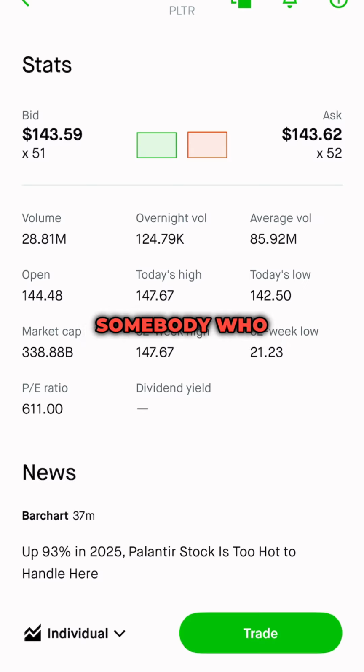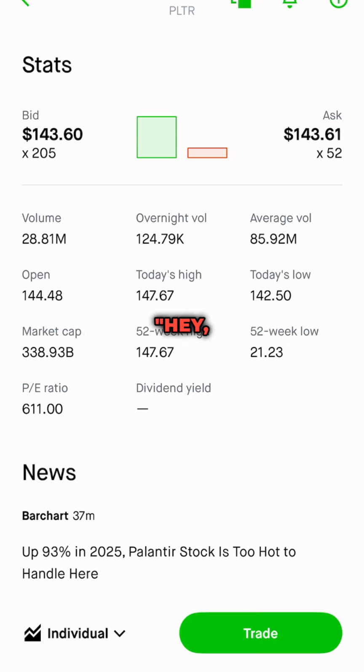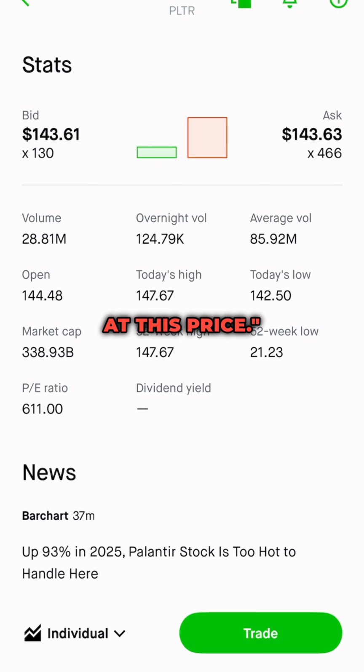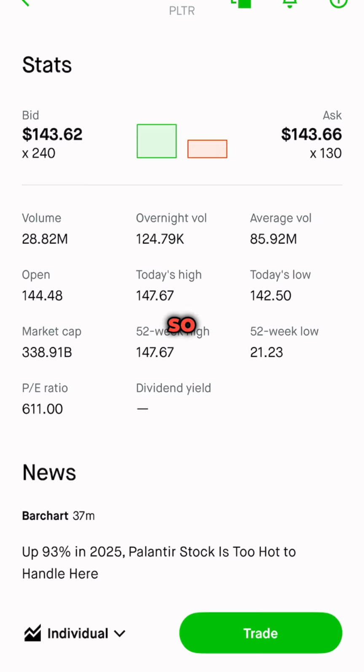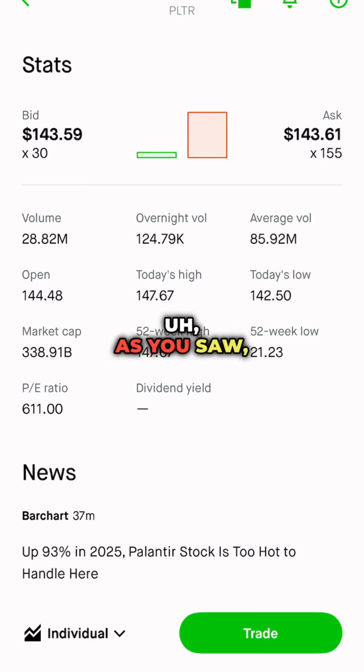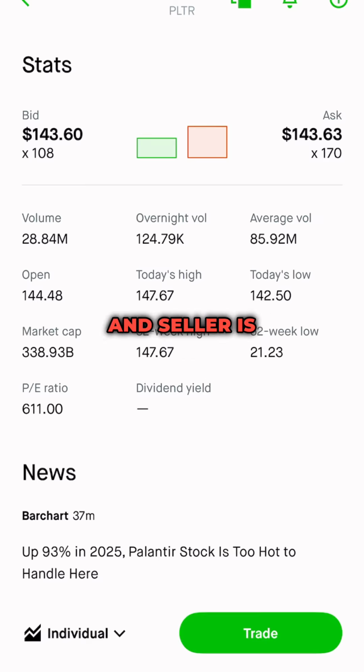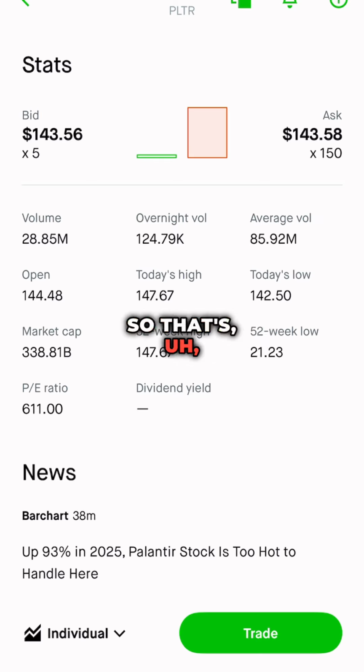And the ask is somebody who is a seller, who is saying, hey, I'm gonna sell at this price. That's where the spread is. So the tighter the spread, the better for you. But as you saw, the buyer is asking for this price, and the seller is saying, hey, I'm only willing to sell at that price. So that's bid and ask.